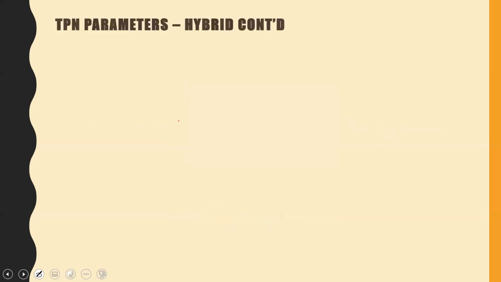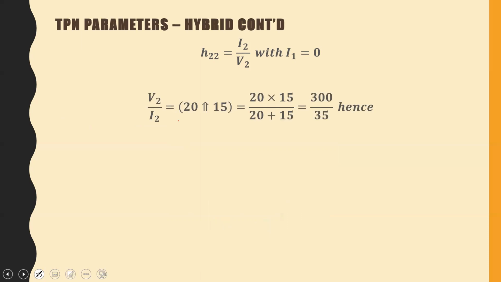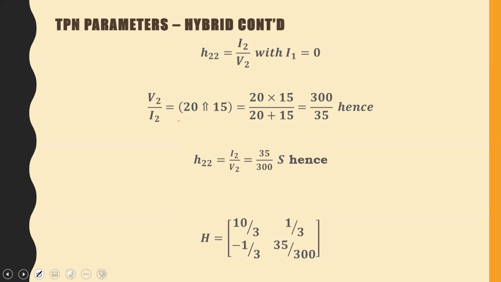All right. So after 15 minutes, H22 is equal to I2 over V2, with I1 being equal to 0. So it's 20 in parallel with 15. However, what we are interested in is I2 over V2. So that gives me 35 over 300 Siemens. So the hybrid parameters would be as shown.